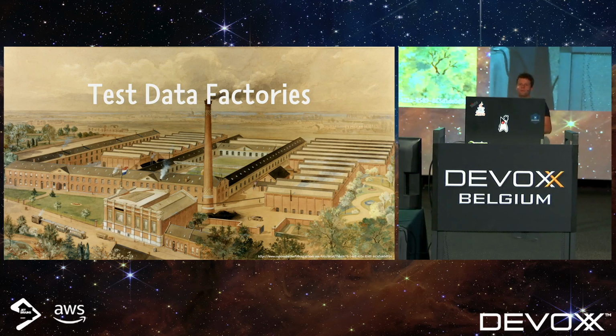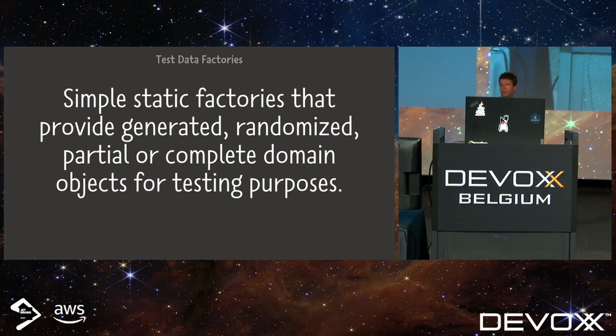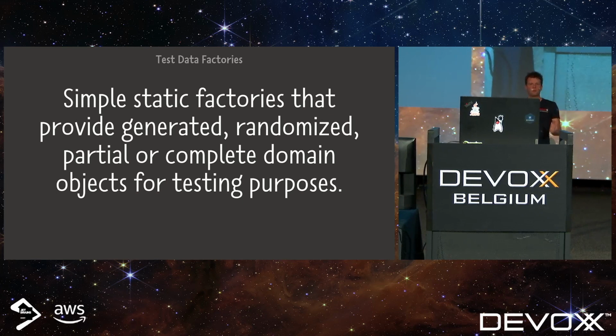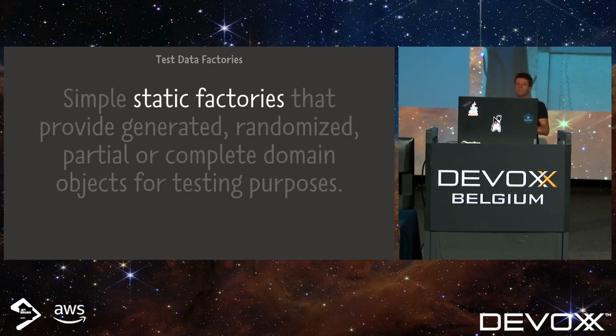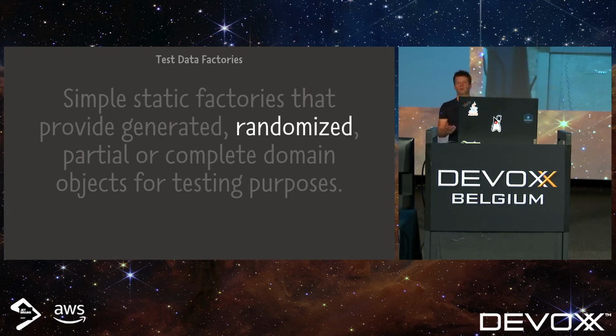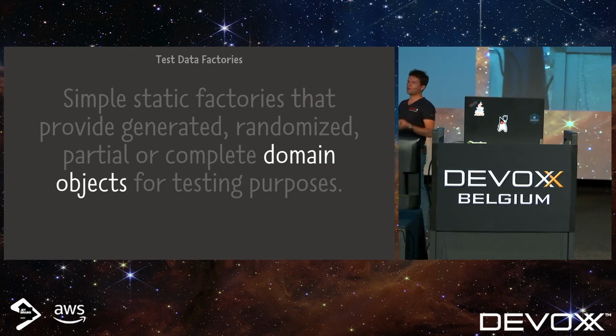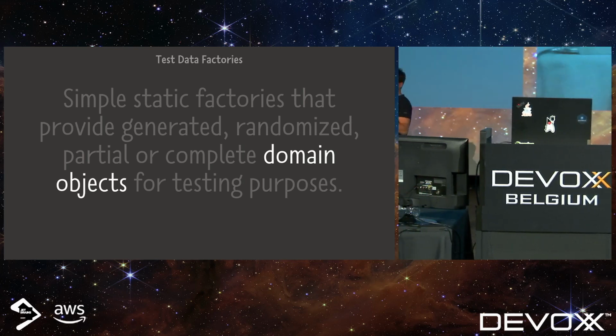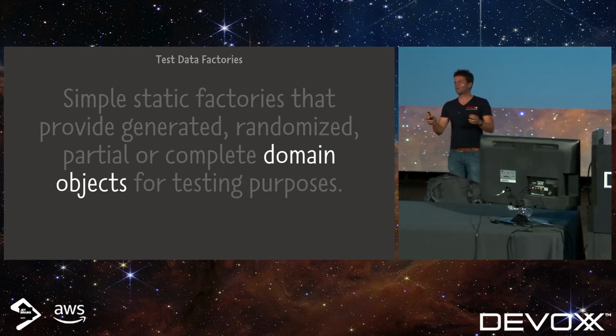So what I use for that, I call test data factories. I know there are people that will call it an object model. Since there's no Wikipedia lemma for it, I created my own definition. So a test data factory is a simple static factory that provides generated, randomized, partial or complete domain objects for testing purposes. So these are factory classes with factory methods that create completely populated objects from your own domain model.